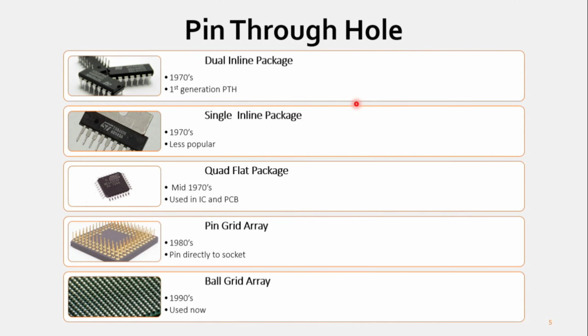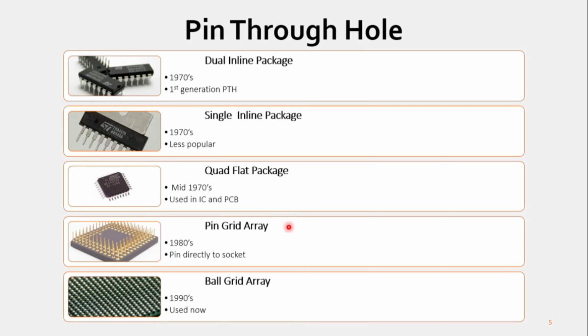Next will be the pin through hole technology. So the pin through hole technology uses pins that are inserted into a socket or soldered. The first generation of the pin through hole technology is the dual inline package, which was made in the 1970s. This has 4 to 64 pin count and it is larger than the die. Next is the single inline package, which was also created in the 1970s but is less popular than the dual inline package. After that, the quad flat package was created in the mid 1970s. It is used in integrated circuits and printed circuit boards. It has increased the number of pins and transistors in its package.